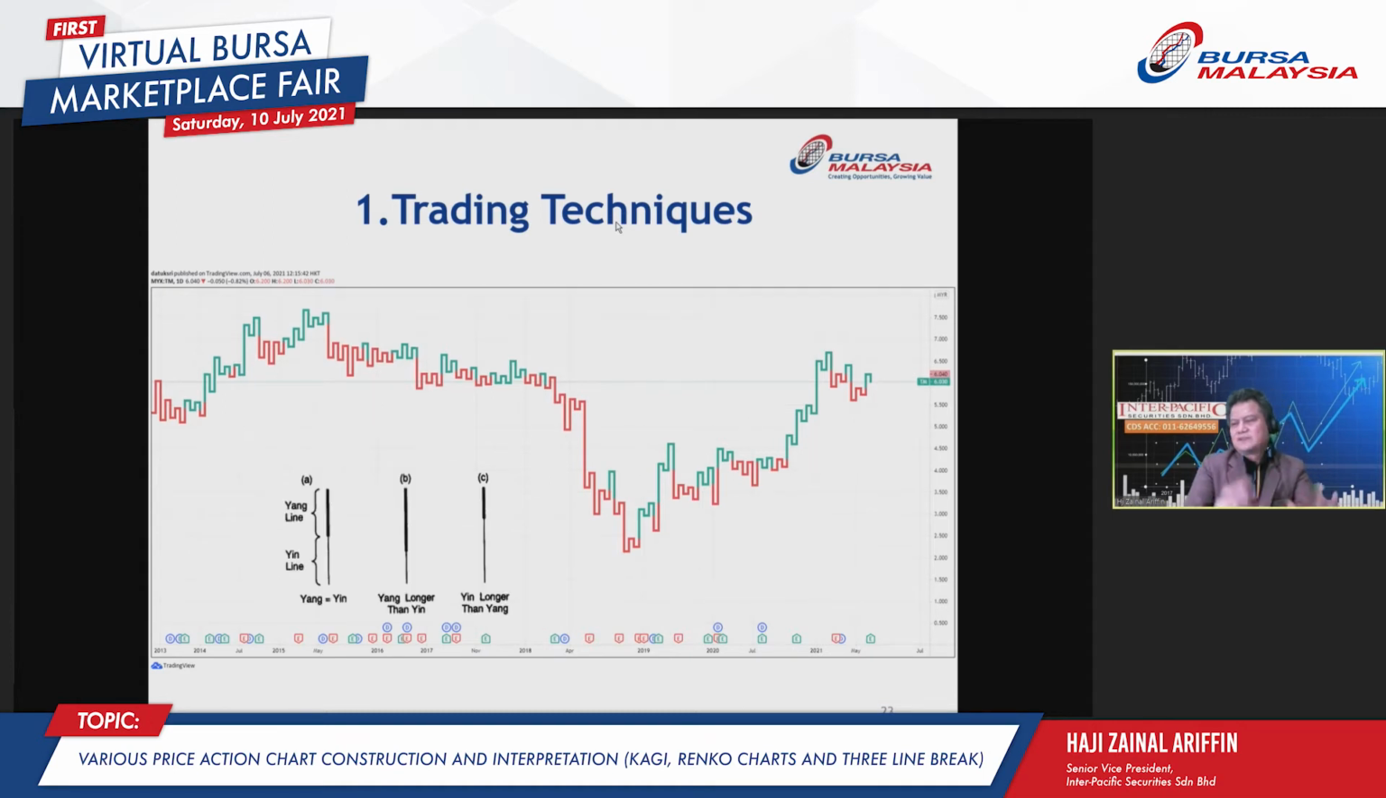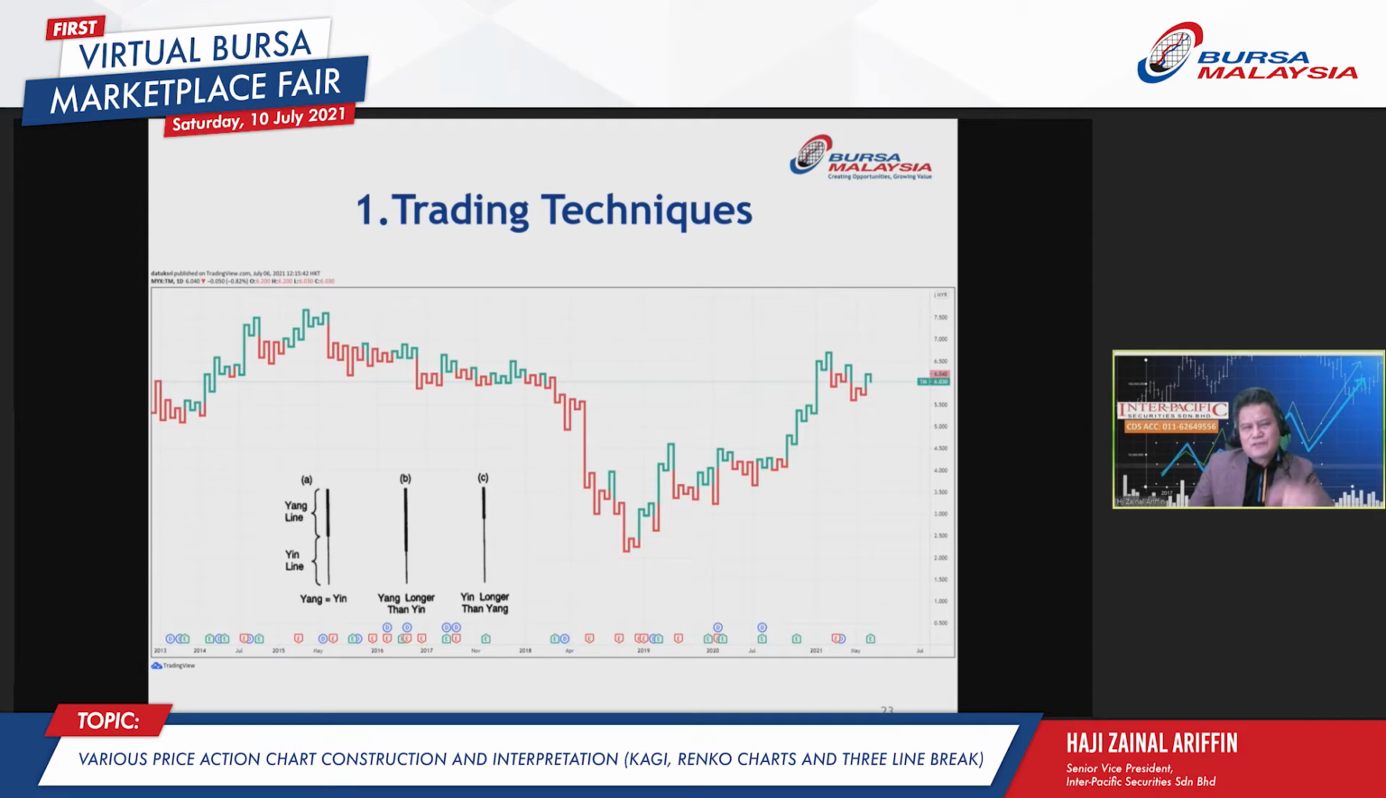Now in Kagi they have what we call yin and yang. The thick one, here you can see the green one, we call it yang. The red one, we call it yin. Because in the old days there was no color, there was only a thick line or a thin line. So the thick line is yang, the thin line is yin.